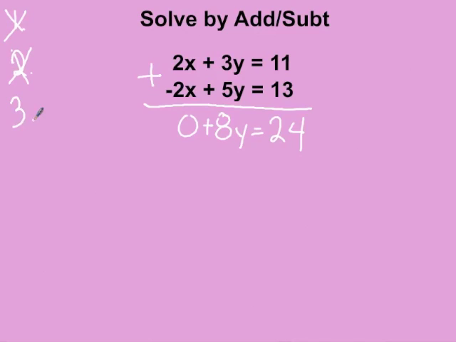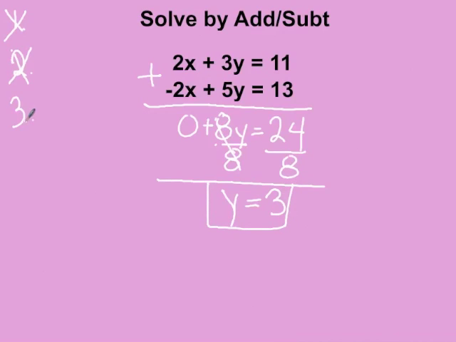Our third step was then to solve. Can we solve for one of these variables? Well, there's only one variable left now because our x's cancel out. We just need to solve for y. So to solve for y, I'm going to divide both sides by 8. And we get y equals, what's 24 divided by 8? 3. So y equals 3. We've now solved for our variable.